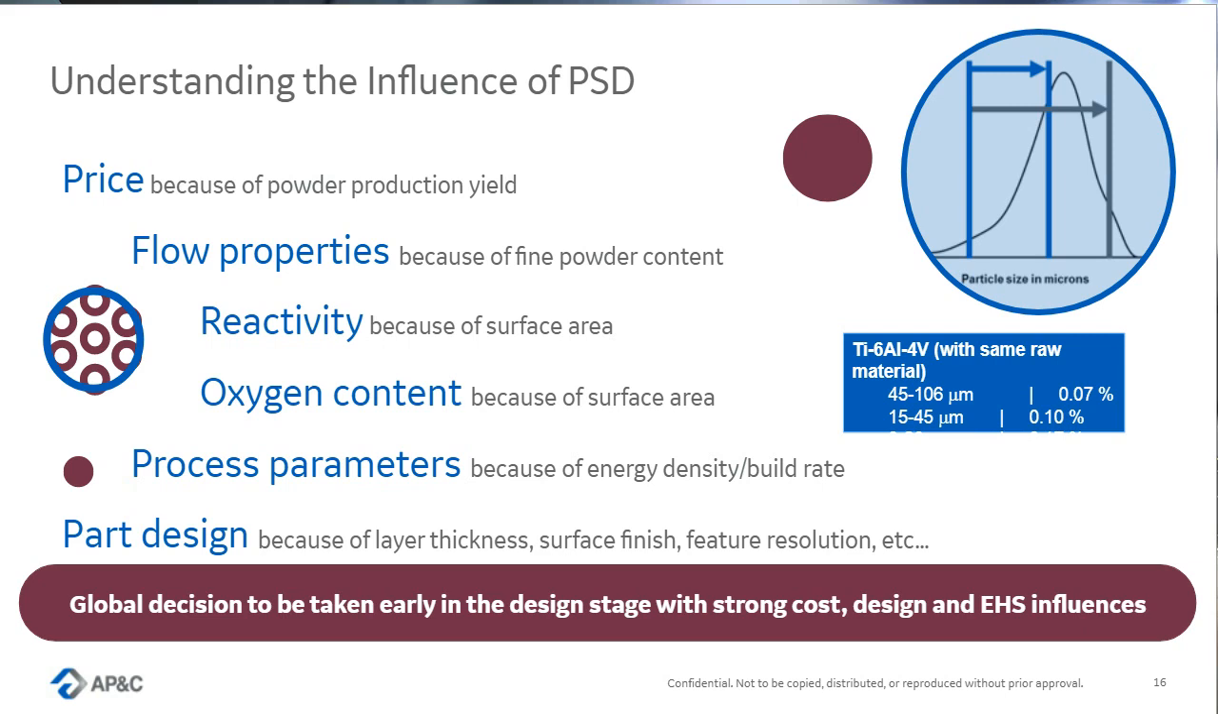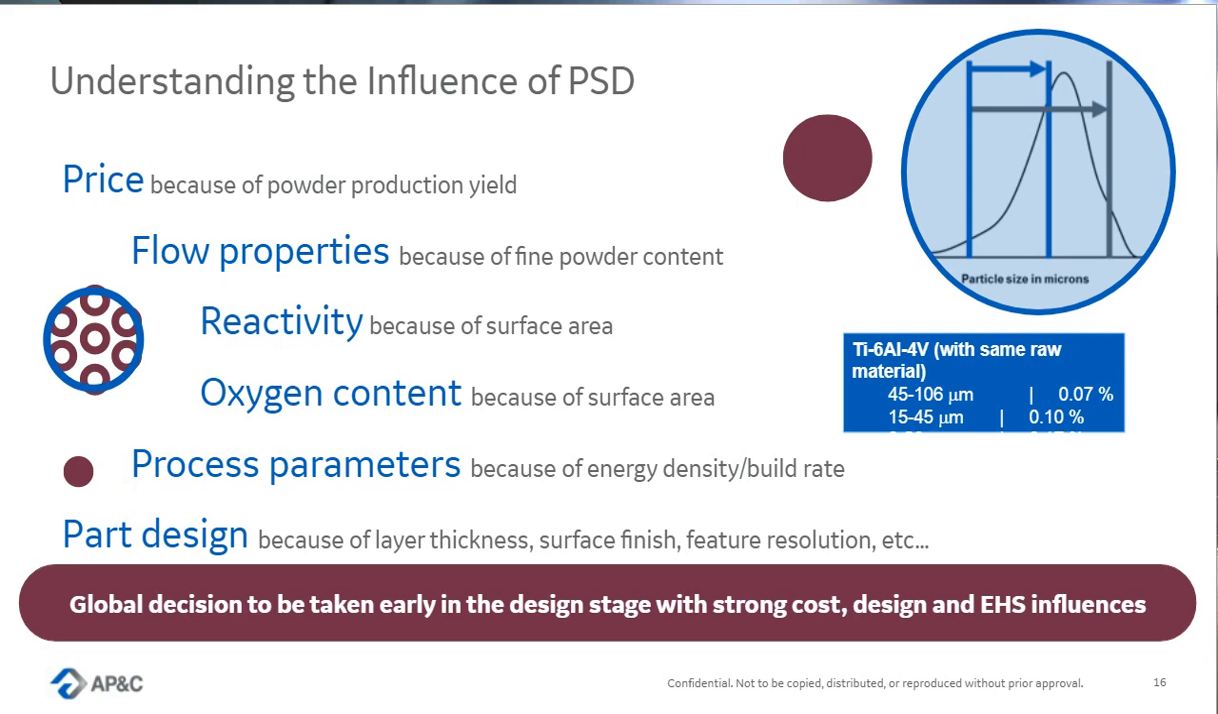But obviously, powder is not alone in the AM process. You need to have the right process parameters to properly tune the particle size solution you're going to select, because energy density and build rate will be influenced by that. But also your part design, depending on the layer thickness you're trying to print with, the surface finish you're targeting, the feature resolution, and thin walls that you want to build. Some particle size solutions might not be possible for your application.